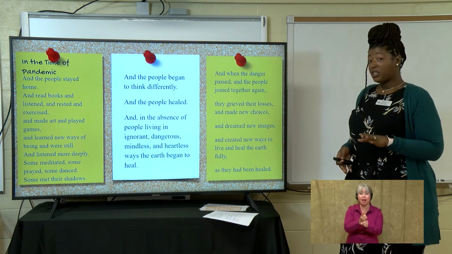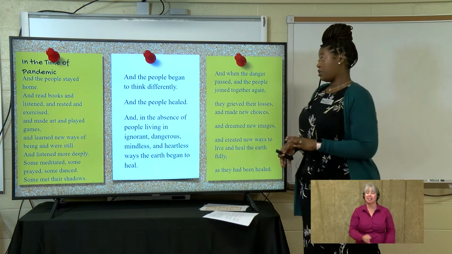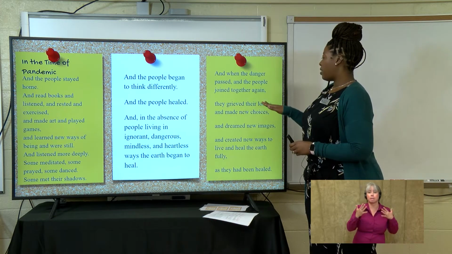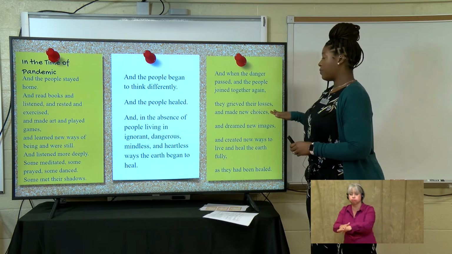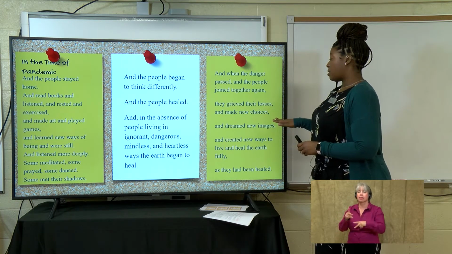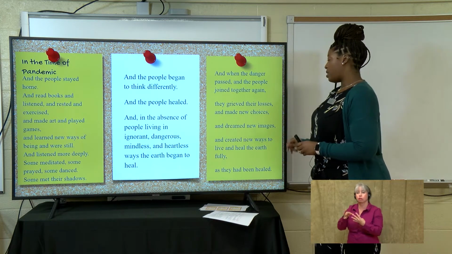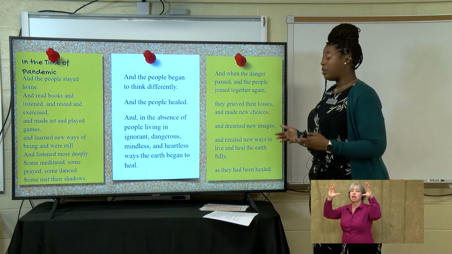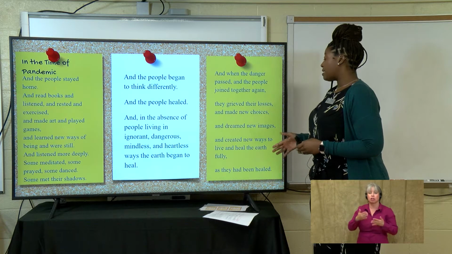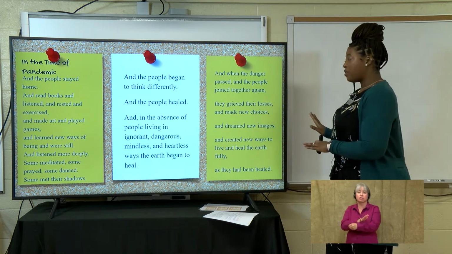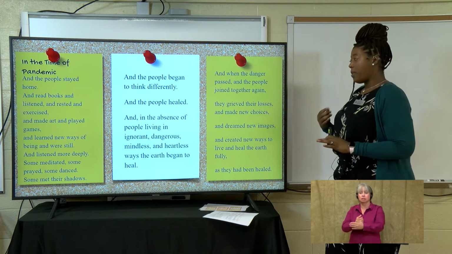Let's read the last section of the poem and analyze that section. And when the danger passed and the people joined together, they grieved their losses and made new choices and dreamed new images and created new ways to live and healed the earth fully, and as they had been healed. Take a moment to think about that last section of the poem, and then I'm going to talk about it.